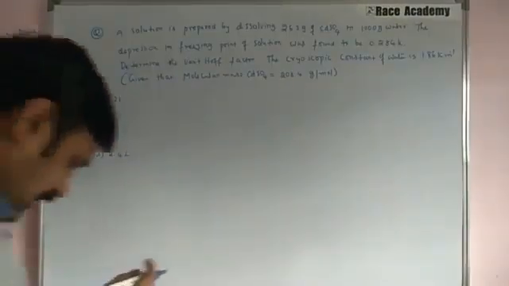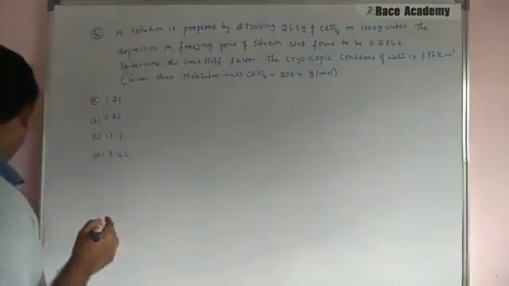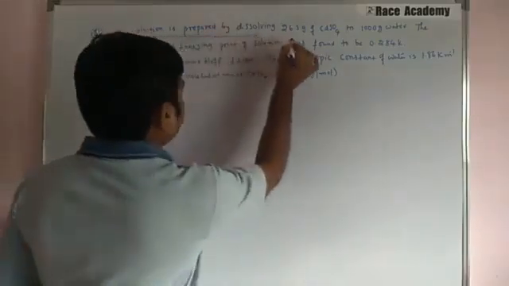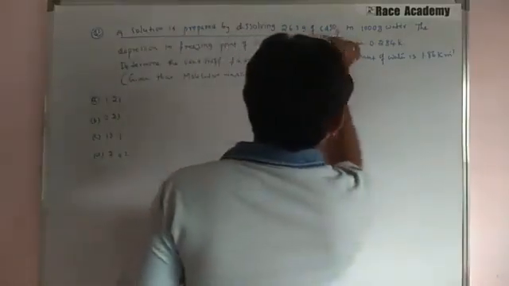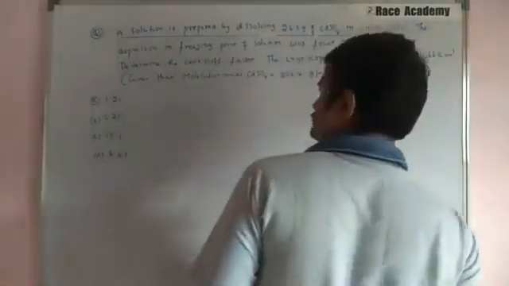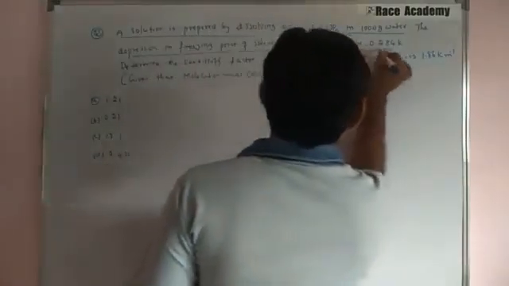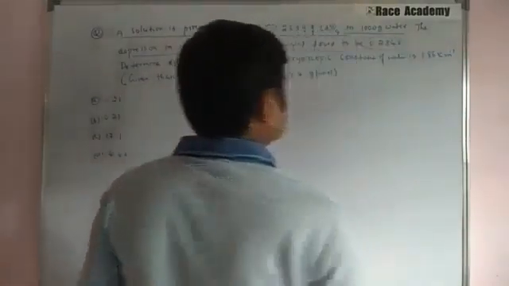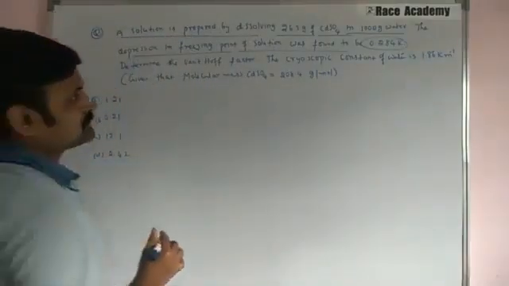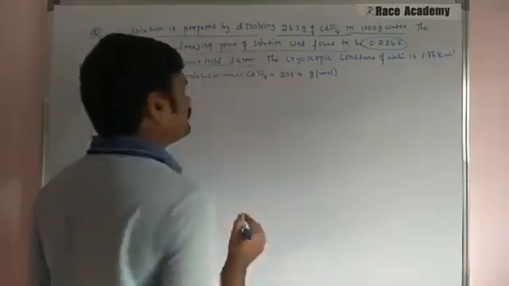Yeah, let us see the next problem. A solution is prepared by dissolving 26.3 grams of cadmium sulfate in 1000 grams of water. The depression in freezing point of the solution was found to be 0.284 Kelvin. Determine the Van 't Hoff factor, that is the aim of the problem.